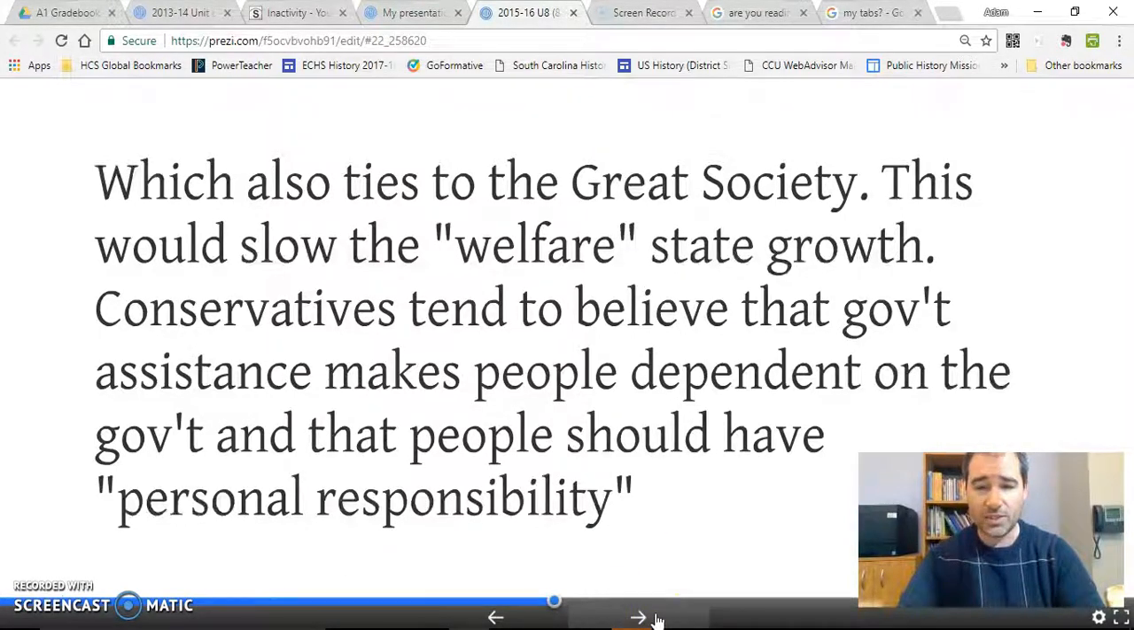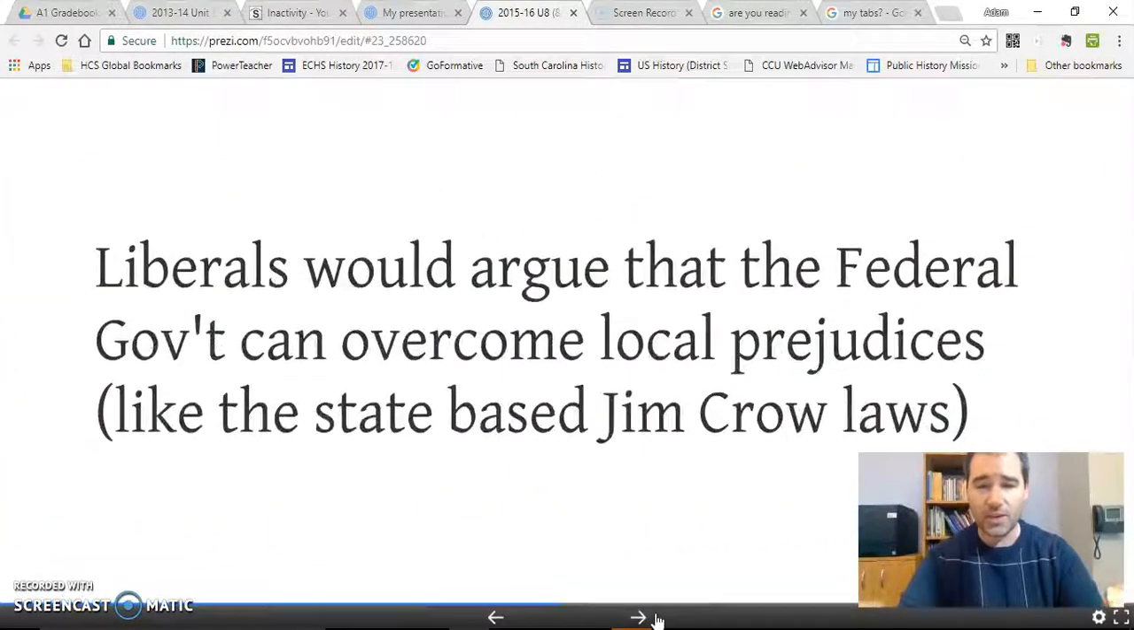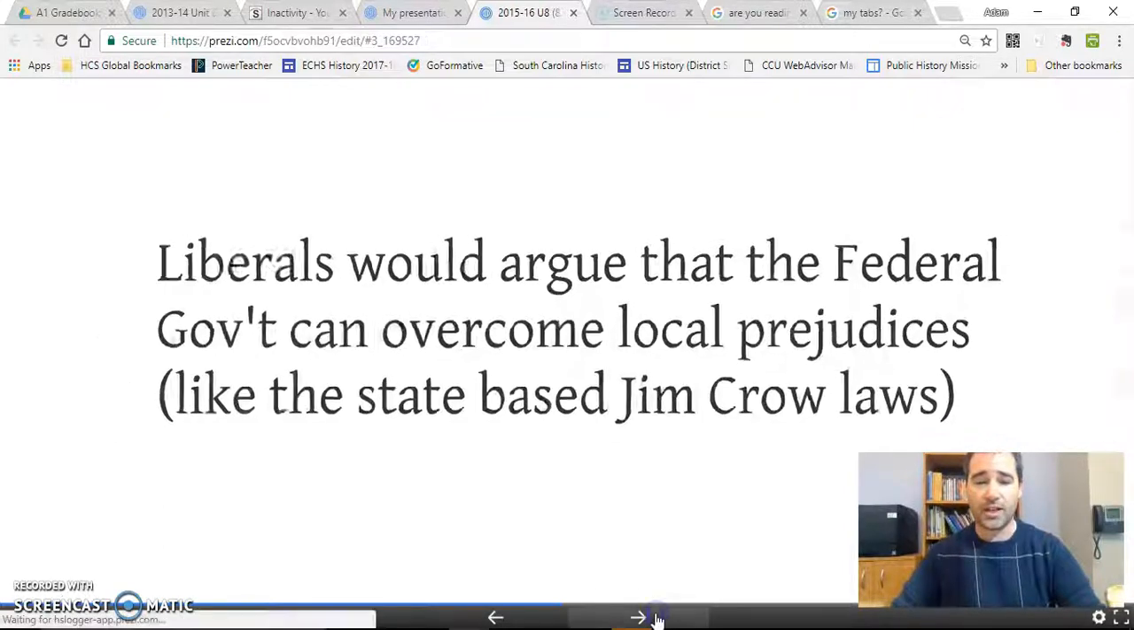Liberals tend to believe that these are short-term prospects, or that people need these sort of social safety net programs so that they can take other risks and so forth. Liberals also argue that the federal government can overcome the local prejudices like what we saw in the Jim Crow laws. They have the ability and the power to do so and are necessary.